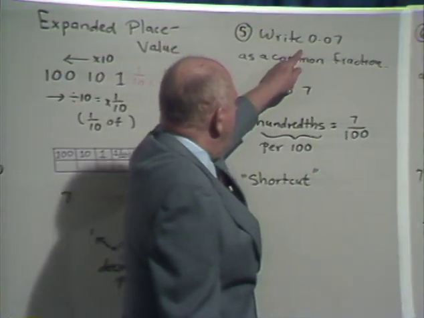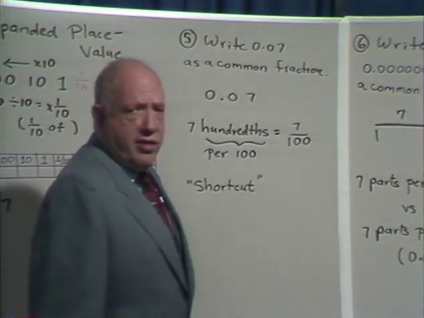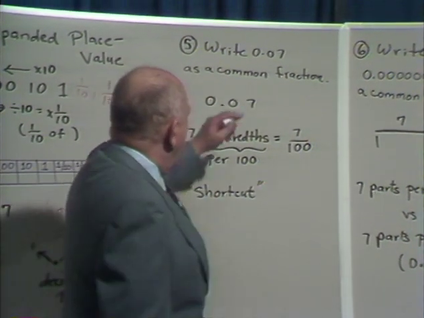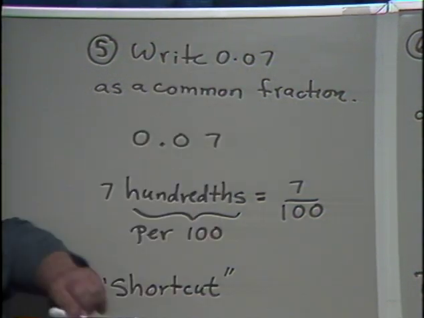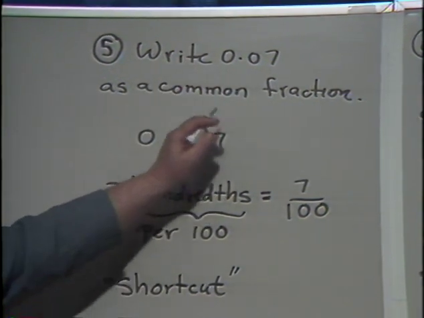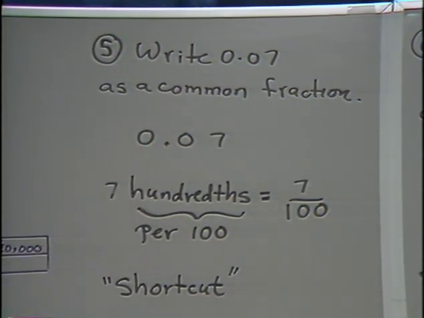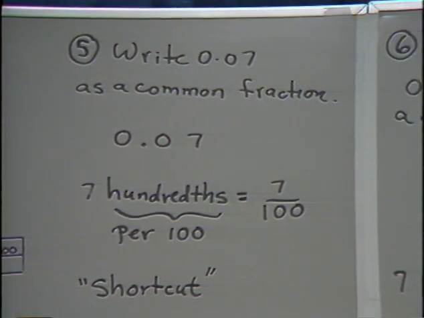Suppose I say to you, write 0.07 as a common fraction. One little thing over here. Obviously, the digit to the left, see, I used the decimal point over here. The digit to the left of the decimal point is in the ones place. What is this digit? It's a 0. Well, why do I put it in there if it's a 0?